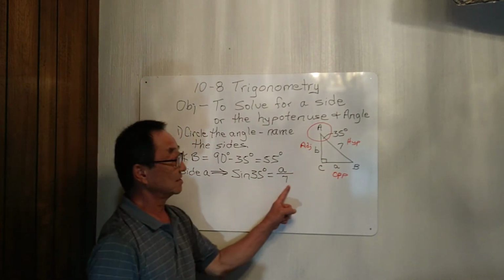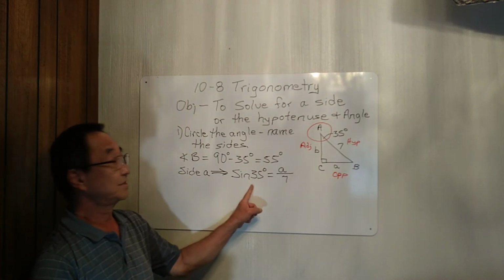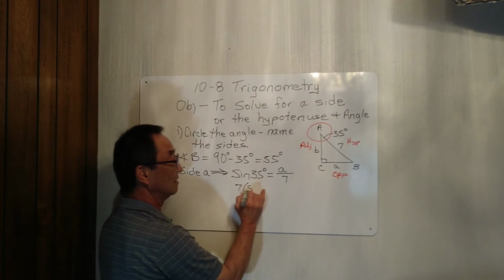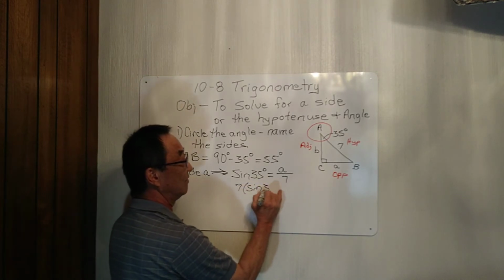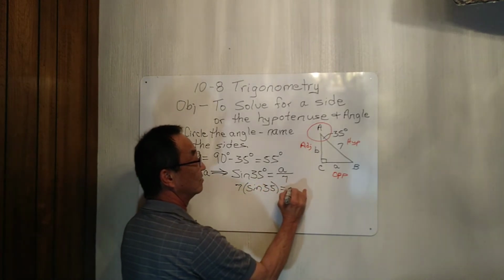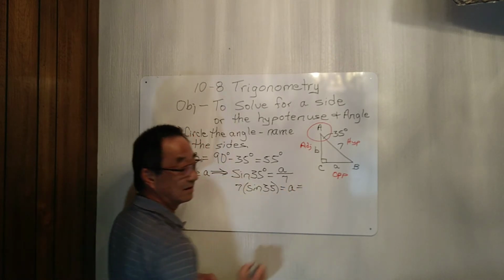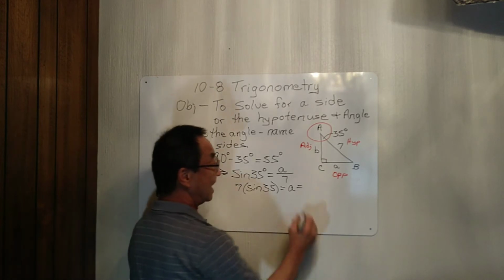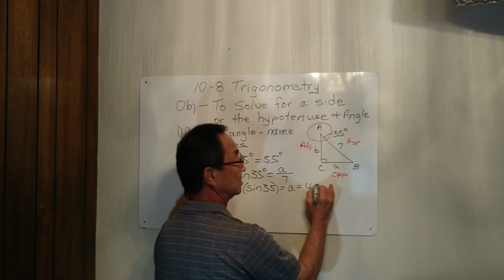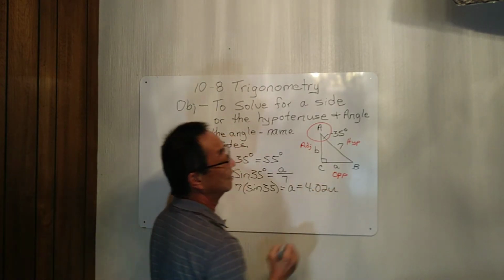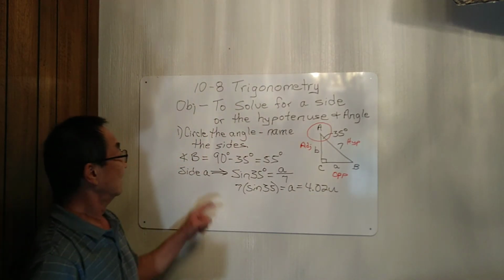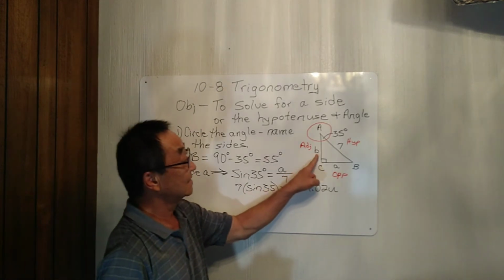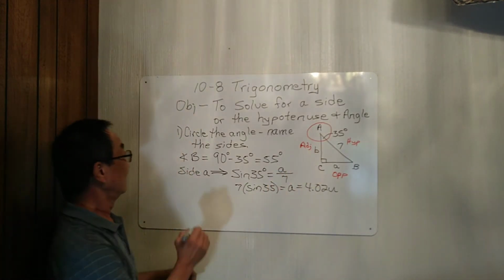And then just to solve this simple equation right here, you take 7 times the sine of 35, that equals a, and that is going to give you about 4.02 units for the answer. All right, you have one more thing to do, and that's side B.